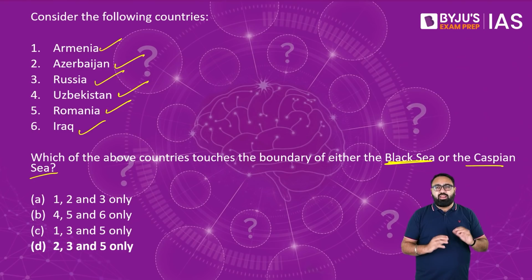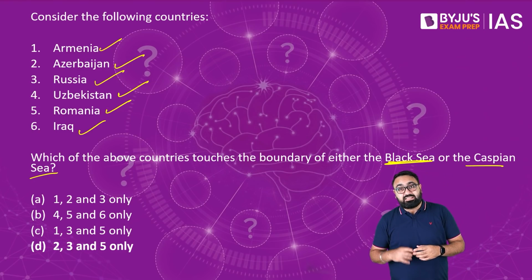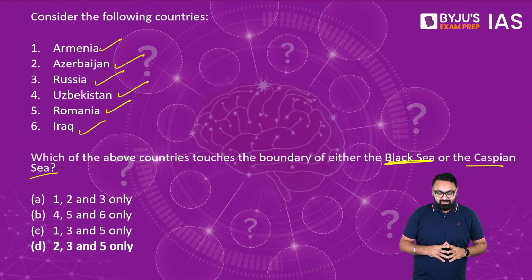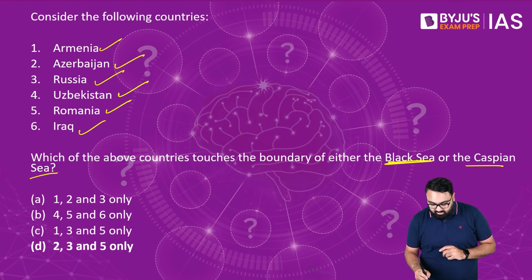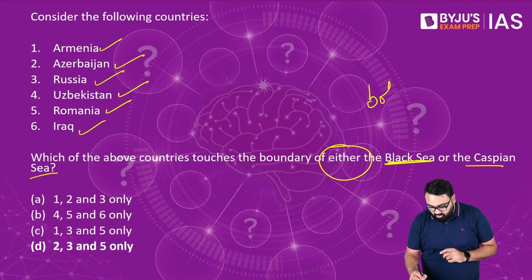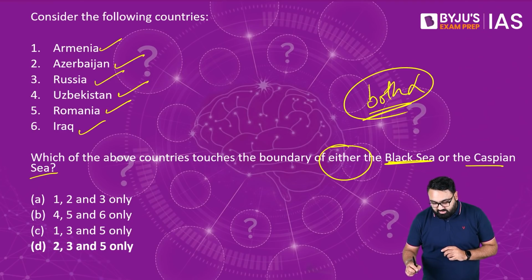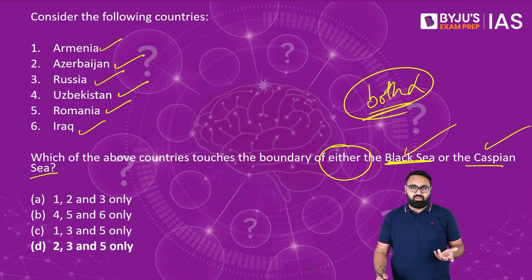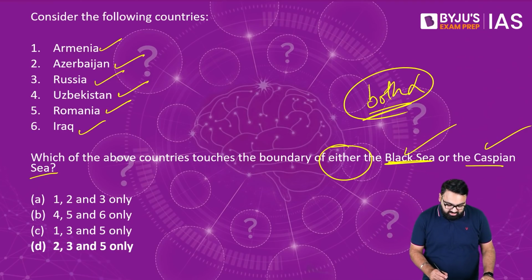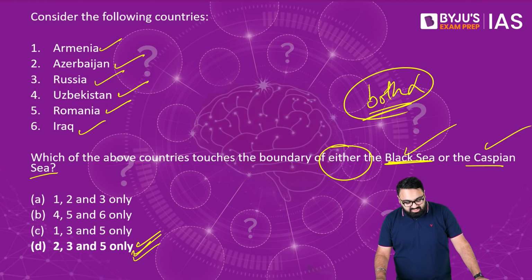So at this point of time, maybe pause the video for about 5-10 seconds. Think about the things that we just discussed. Or if you're even smarter, you can rewind the video and then check it out and you will get to know the answer. The question here is either. It's not both. Okay? It's either. So the country should touch the Black Sea or it should touch the Caspian Sea, not both. The answer here is D. 2, 3, and 5. These are the nations that either touch the Black Sea or they touch the Caspian Sea. You can go back to the video and remember this.